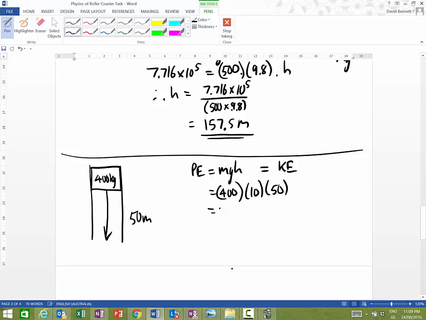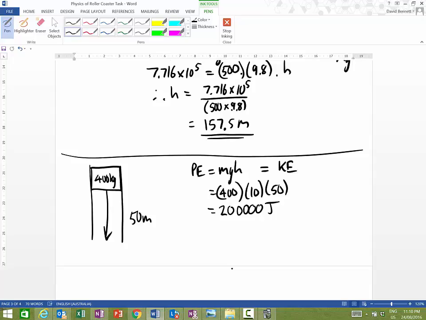So that's equal to 20, and one more 0. So it's going to be 200,000 joules. Alright, so that will be my potential energy. So therefore that's going to be my kinetic energy as well.